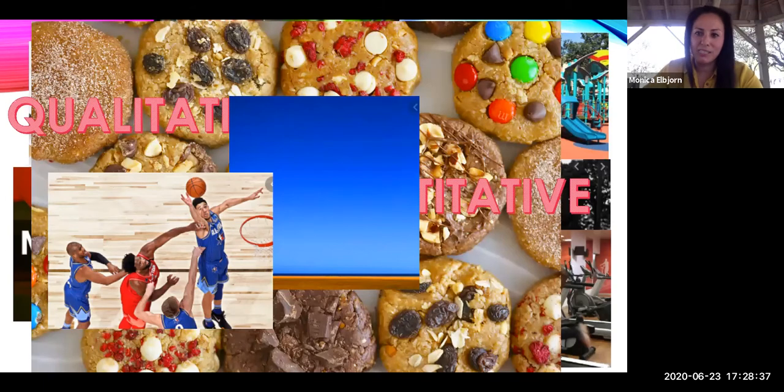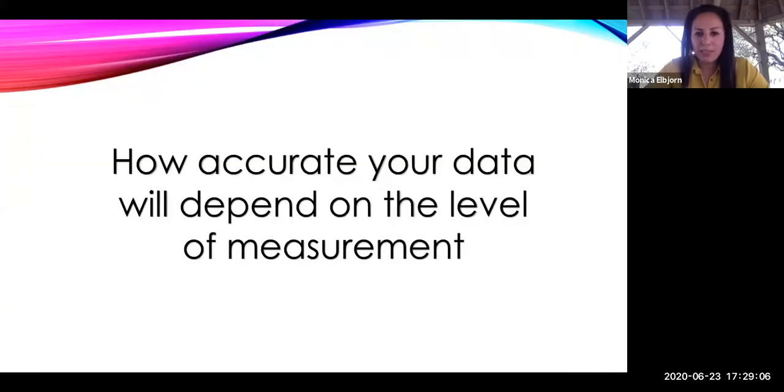What about these cookies? I would say it's qualitative, because you could say this one is with almonds, M&Ms, chocolate. There are different categories. But for example, you could take all the M&Ms and count how many M&Ms, then that would be quantitative. But if you're only measuring the categories, then it will be qualitative. So how accurate your data is will depend on the level of measurement.